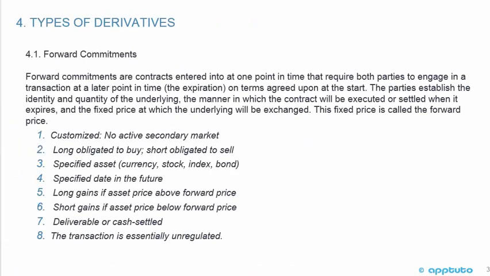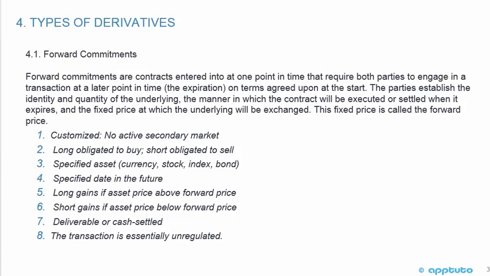Forward commitments. Forward commitments are contracts entered into at one point in time that require both parties to engage in a transaction at a later point in time, the expiration, on terms agreed upon at the start. The parties establish the identity and quantity of the underlying, the manner in which the contract will be executed or settled when it expires, and the fixed price at which the underlying will be exchanged. This fixed price is called the forward price.